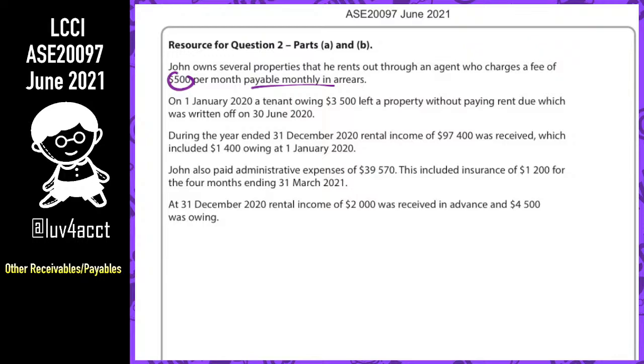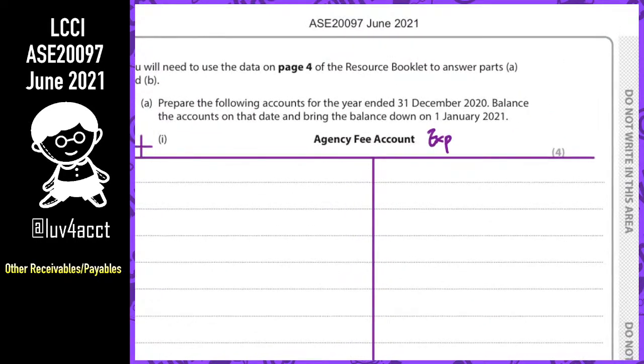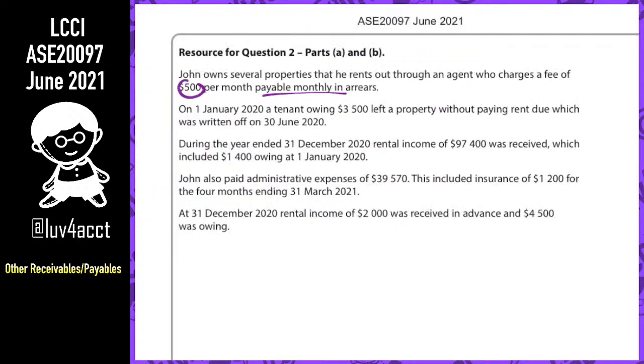What is our year end? We have to make it clear first. Let us go on to year end. Prepare the following accounts for the year end 31st December. So 31st December is our year end. Very good, that will be very neat. So year starts on the 1st of January, year end 31st of December, and our year of concern is 2020. On the 1st of January, they owe us $3,500, but then left without paying us. So we write off in the middle of the year.